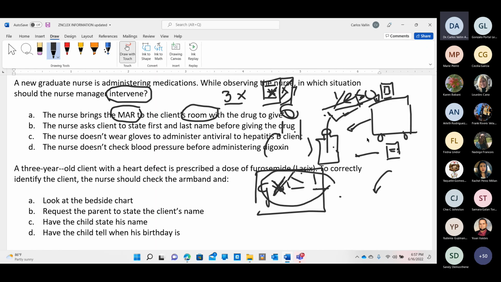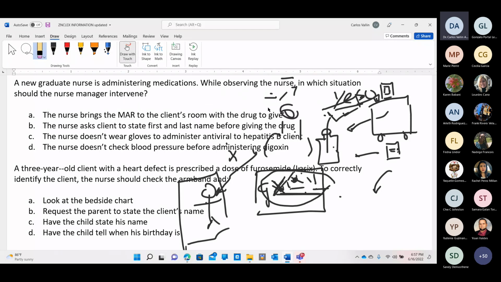And the third check is at the bedside. At the bedside, after you identify the client, which is independent of these three checks and not related to the identification of the client, you do the last check. What medication am I giving? The medication X. What does the MAR say? X. So X, X, the dose, and the route, and then you give the medication. So you must enter the room with the MAR.